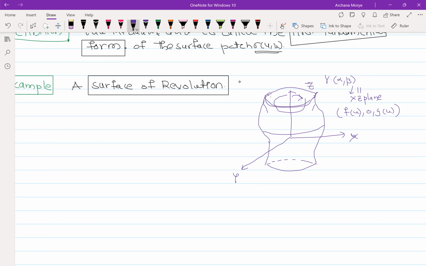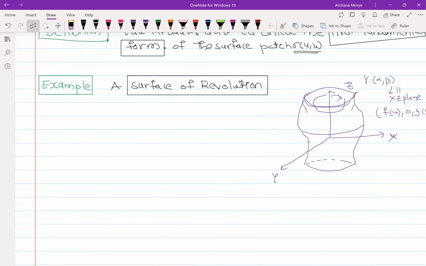So here, let us write it down. How will that surface be? Suppose you take an image of this map. What is the image of this alpha beta cross, where you take theta from 0 to 2 pi? Let me write it first, then I'll write it as a surface patch. So this surface is given by the equation.